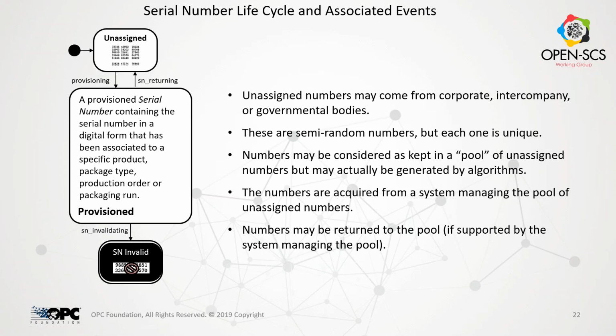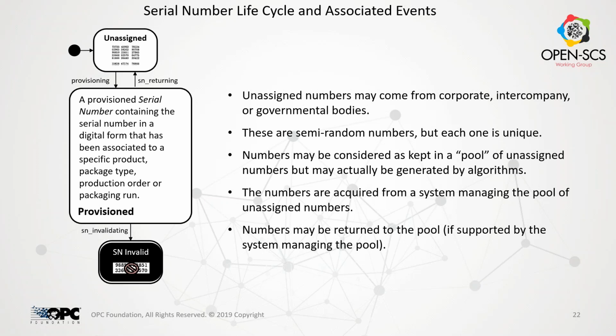Semi-random, but each one is unique because we're talking about tracking every single product that goes through the dispensary. Numbers can be kept in a pool of unassigned, but really they're generated by algorithms. You don't keep 6 billion numbers as unique numbers. You have an algorithm to create these things and to ensure that you do have uniqueness of them.